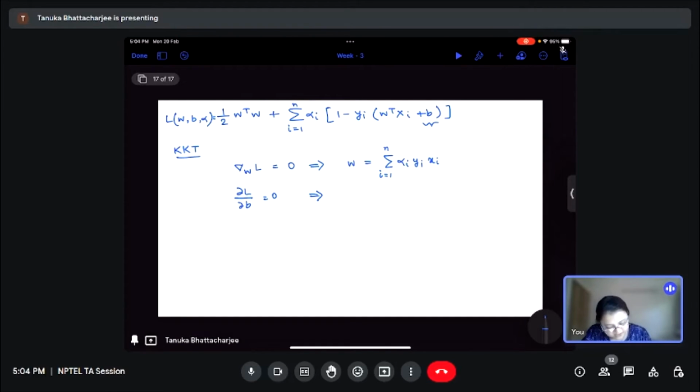So the derivative that you will get is alpha i yi when you are differentiating it with respect to b, and summation of that over i equal to 1 to n, that should be equal to 0. Actually you will get a negative of this, but since it's equal to 0, I am not mentioning the negative sign. So this is the second condition. Along with that, the constraint that you have, that is one other condition among the different KKT conditions.